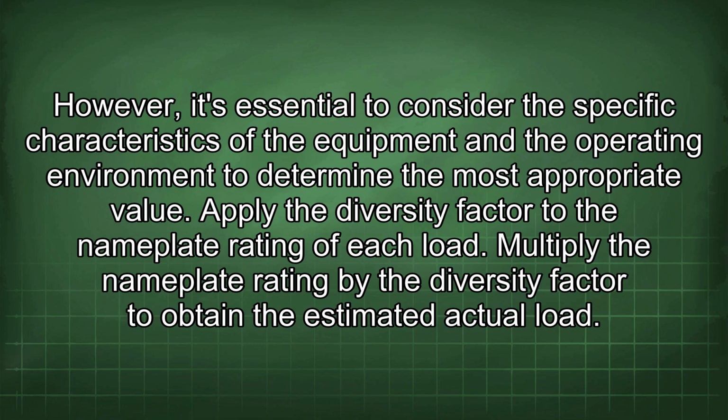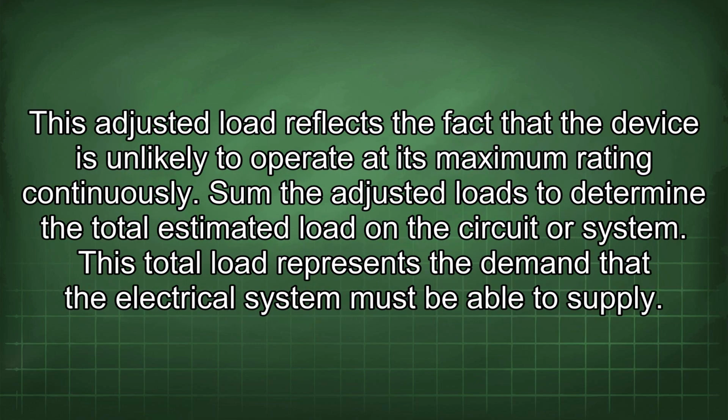Apply the diversity factor to the nameplate rating of each load. Multiply the nameplate rating by the diversity factor to obtain the estimated actual load. This adjusted load reflects the fact that the device is unlikely to operate at its maximum rating continuously. Sum the adjusted loads to determine the total estimated load in the circuit or system. This total load represents the demand that the electrical system must be able to supply.